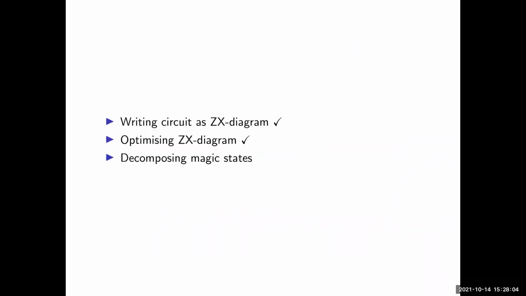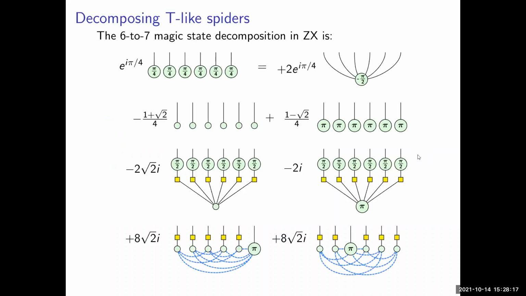So that covers optimizing ZX diagrams. So now let's get to the actual new part of our approach, which is decomposing magic states in ZX diagrams. Essentially what we use is, I talked before about this thing which allows you to decompose 6 T magic states into 7 stabilizer states, and this is what this decomposition looks like in ZX calculus.